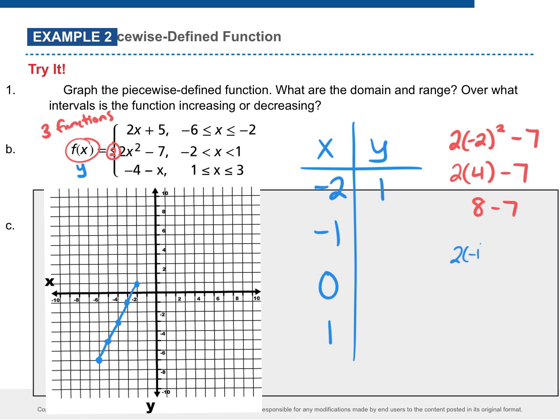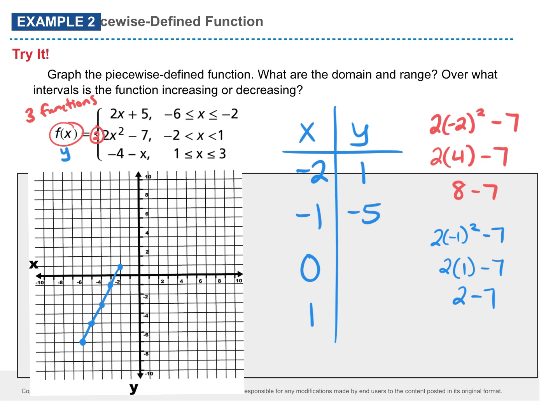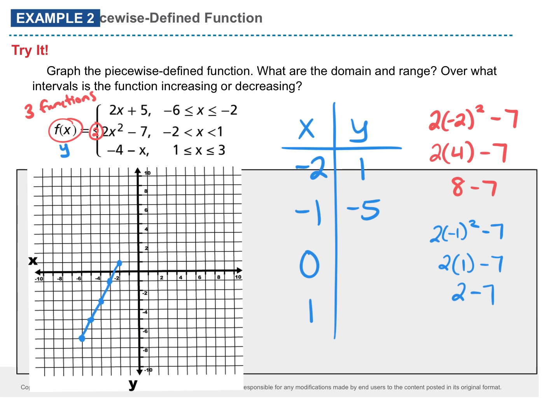I take 2 times negative 1 squared minus 7. So 2 times 1 minus 7. This would end up giving me a negative 5, because this turns into 2 minus 7. So then we do the same thing for 0, right? What's anything times 0? 0. So we're just going to be left with that negative 7. And then if you plugged in that positive 1, you would get back a negative 5.